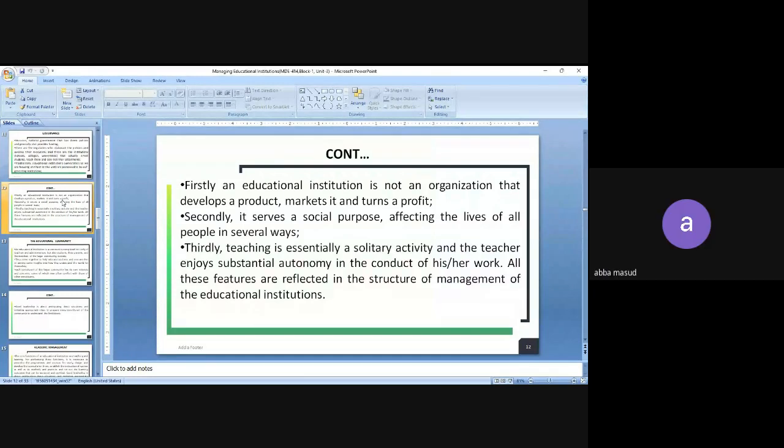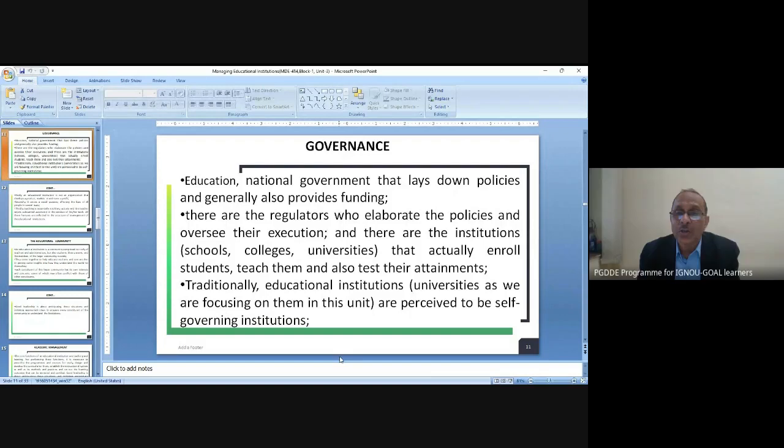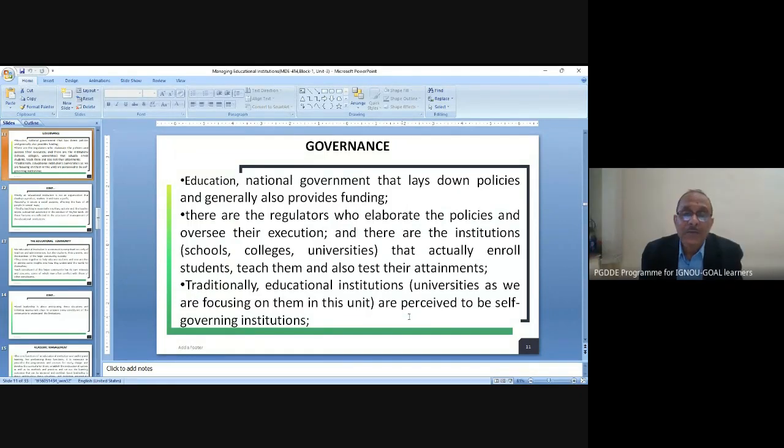Excuse me, may I ask? Yeah, the previous slide. I have a little doubt about the last point you mentioned in the previous slide, that universities are perceived to be self-governing institutions. Can you shed more light, please?